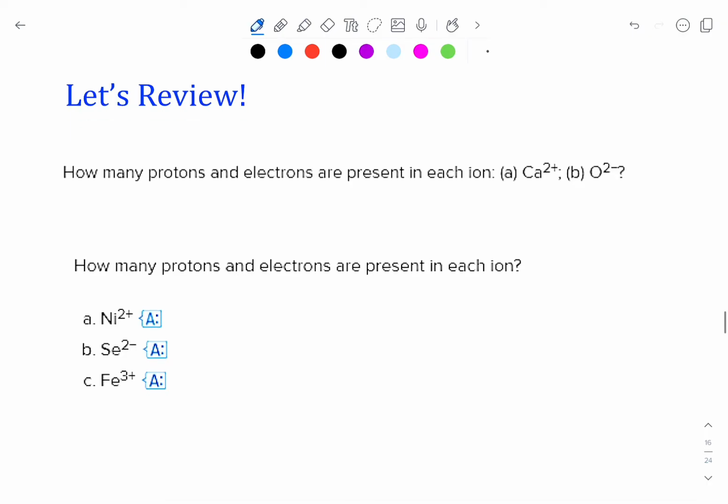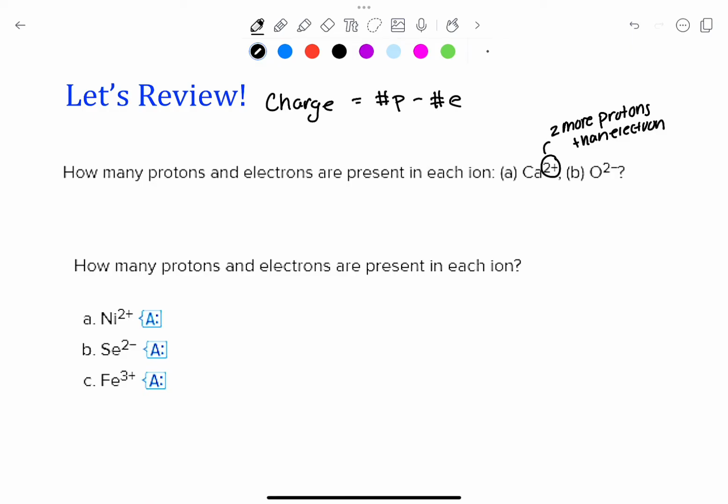Okay, so let's do some review. Let's remember how to count up all of our protons and electrons when we're given an element and its charge. So our first example here is calcium 2+. So the 2+ means that I have 2 more protons than electrons. Okay, so we have to remember that when we're determining our charge, it equals the number of protons minus the number of electrons, and whatever sign comes out tells us if it's a positive or negative charge.